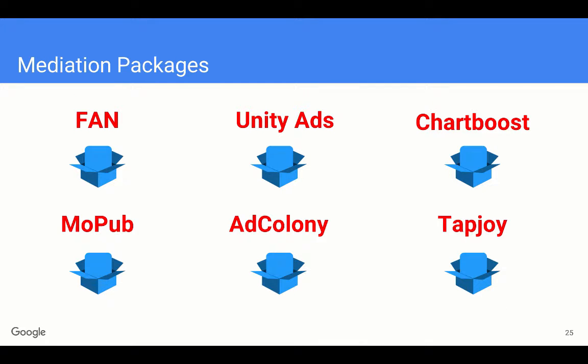So here are the 6 ad networks that we built first-class support for that you can start using today: Facebook Audience Network, Unity Ads, Chartboost, Mopub, AdColony, and Tapjoy. And we're aggressively working to expand this to additional ad networks.